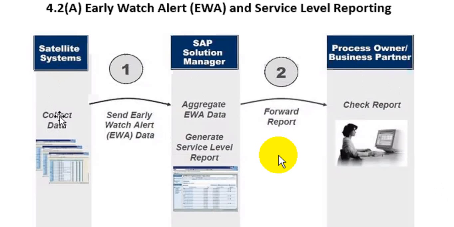The satellite system is, for example, our development or production system, whatever it is. EWA will collect the data from the satellite system and send the report to the solution manager. Solution manager will generate the service level report and send it to SAP. If the system needs any up-to-date information, the business partner will send an acknowledgement to the solution manager. The solution manager will then generate the EWA report on how to update the system.